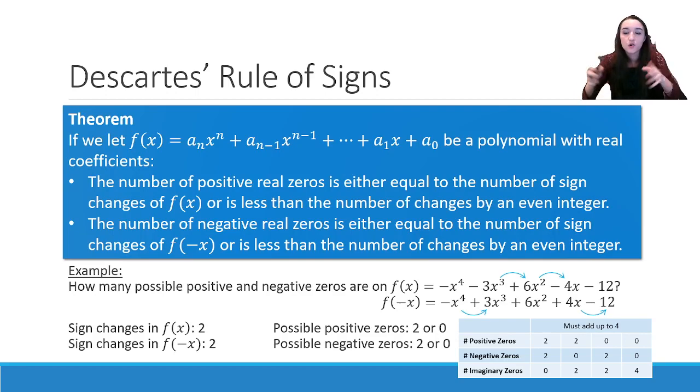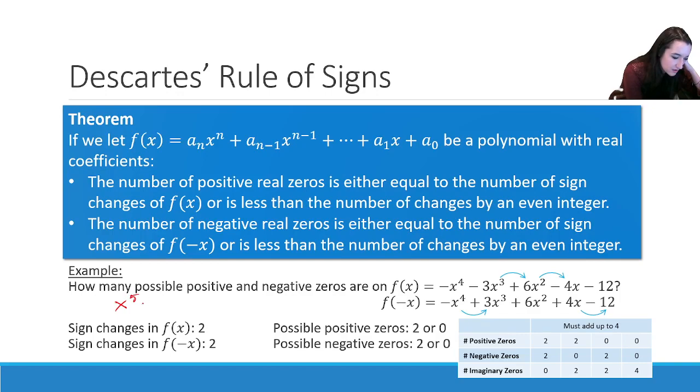Alright, so one last note to make here, because I know this is a point of confusion for a lot of people. Let's say I had a function, something like x to the 5th minus x to the 4th plus 3x cubed minus x squared plus x minus 1.